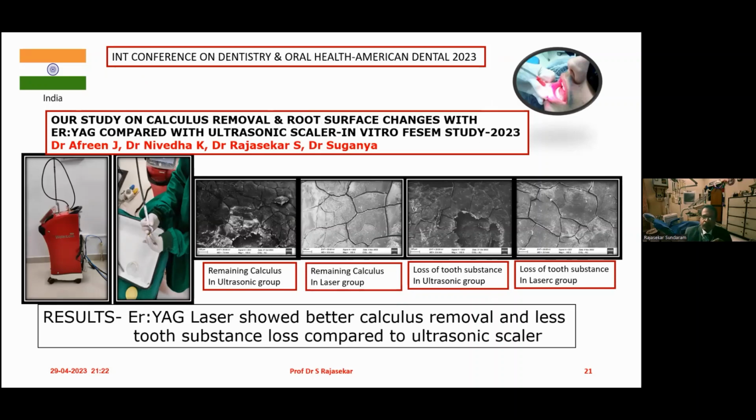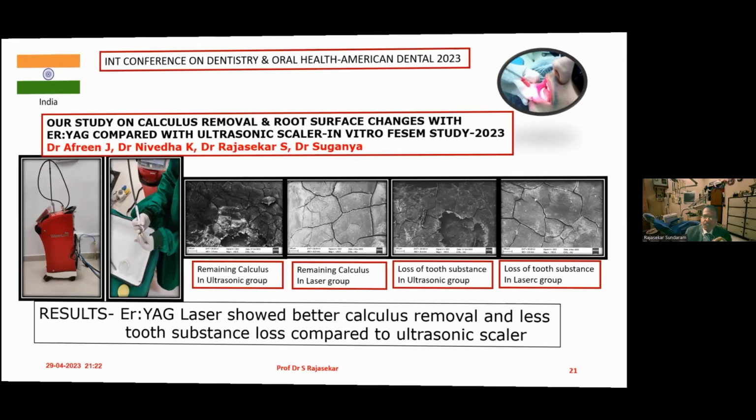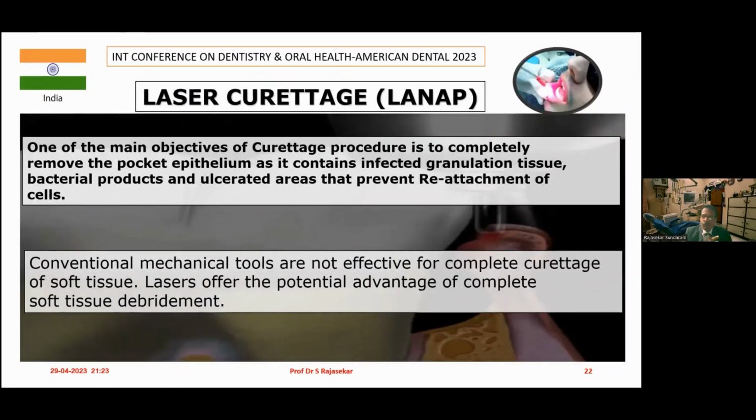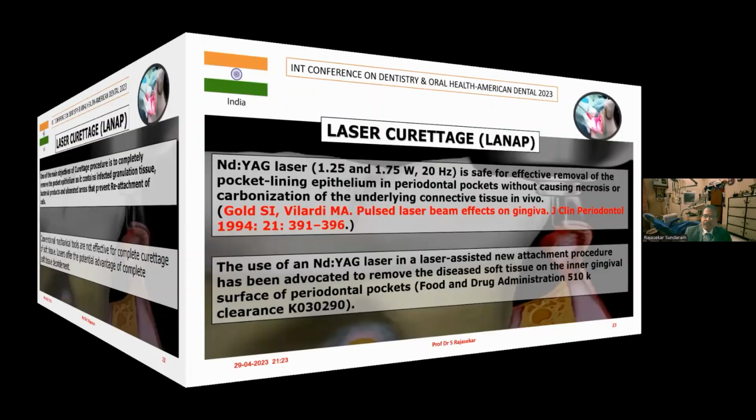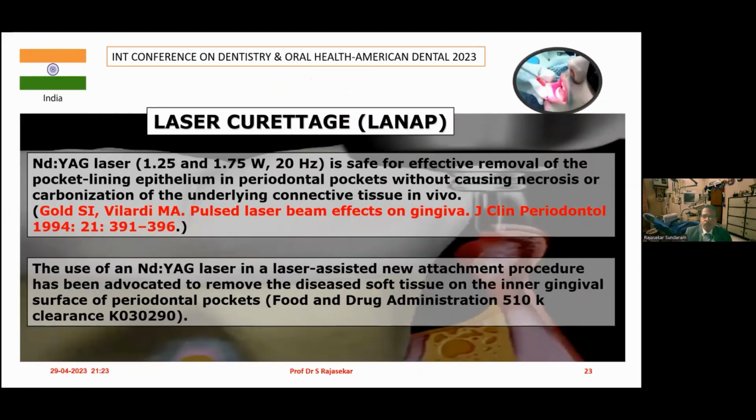And we are yet to publish this study. It's about to be published. There is a famous protocol called LANAP, or laser new attachment procedure. So one of the main objectives is we have to remove the lining of the periodontal pocket epithelium, because this lining contains infected granulation tissue, as well as various ulcerated areas that prevent the reattachment of cells. So conventional methods are always there, but there are certain limitations. So we are now using lasers.